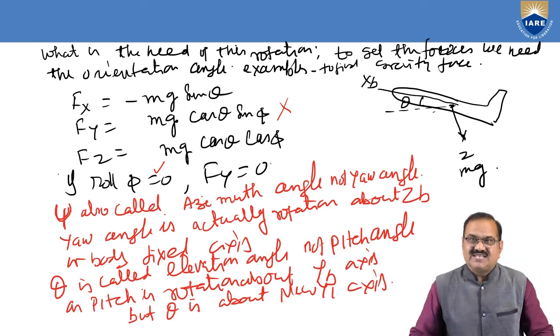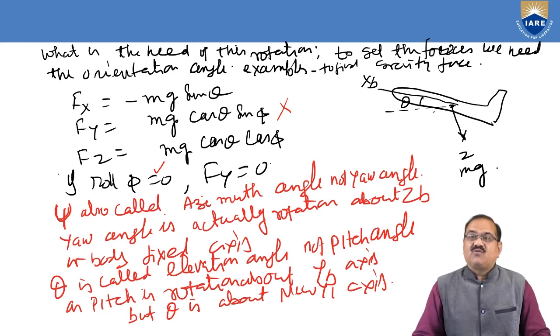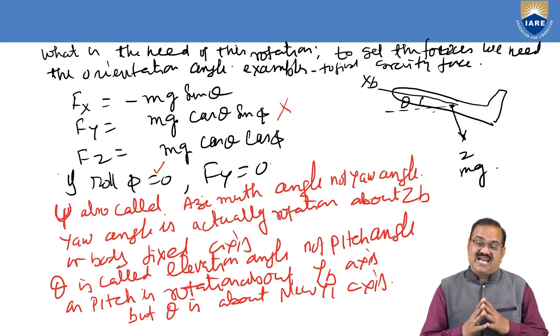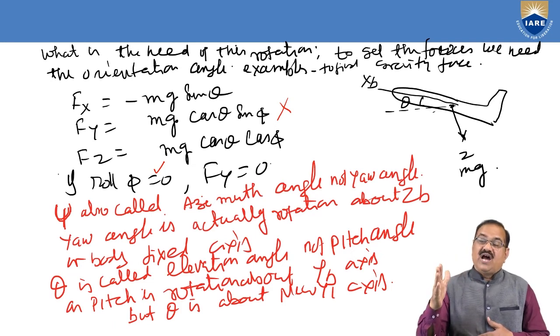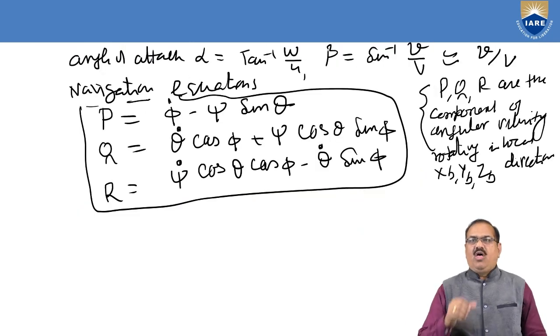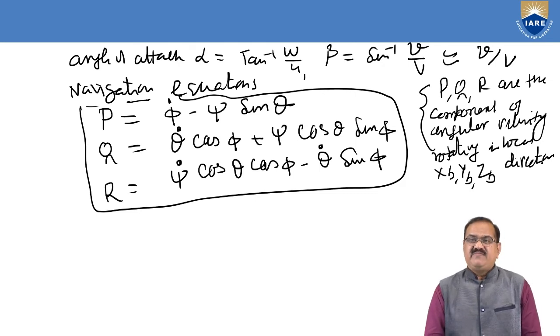Theta is also called the elevation angle, not the pitch angle, as pitch is rotation about the YB axis, but theta is rotating with a new Y1 axis. So that is the difference you have to keep in mind always: psi is not the yaw angle, it is the azimuth angle rotated with the earth axis system, and theta is rotated with the new azimuth angle, from where it is rotated upwards or downwards. Angle of attack alpha and theta are not the same.